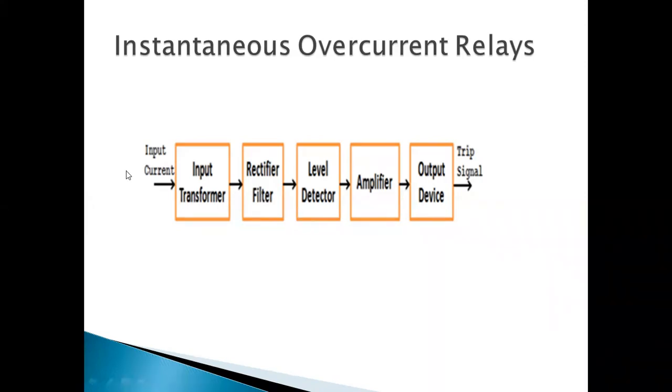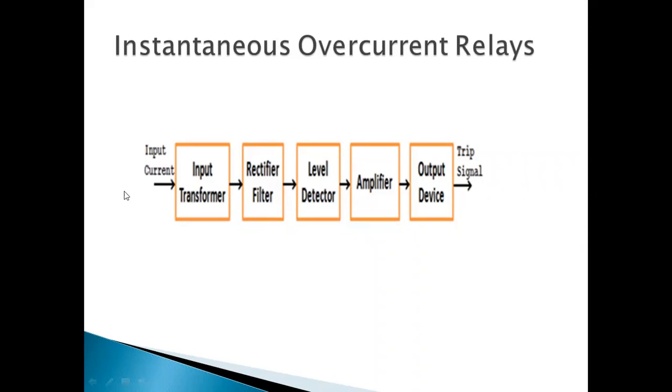Up to this point we have seen only the electromechanical relays. Now we are using static overcurrent relays. This means if the current exceeds the pickup value, your relay will operate. But how? Here we are not using any mechanical part; we are using electronic components.